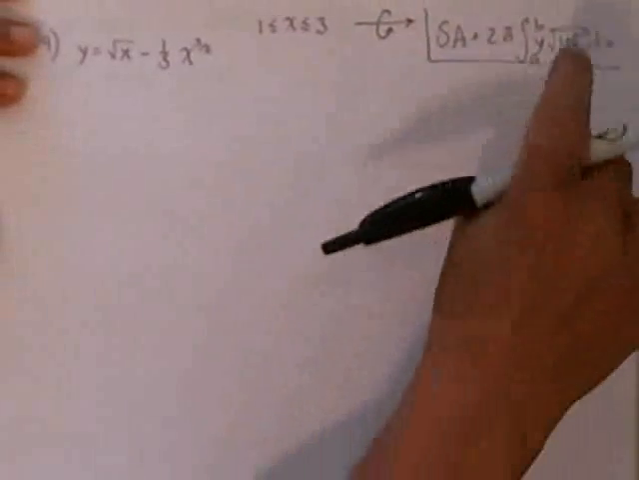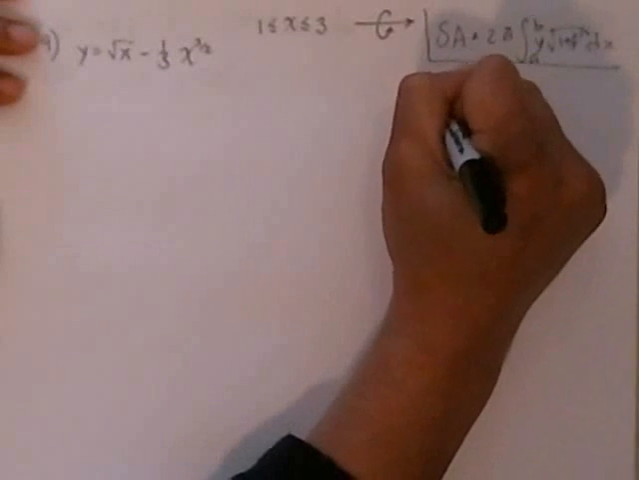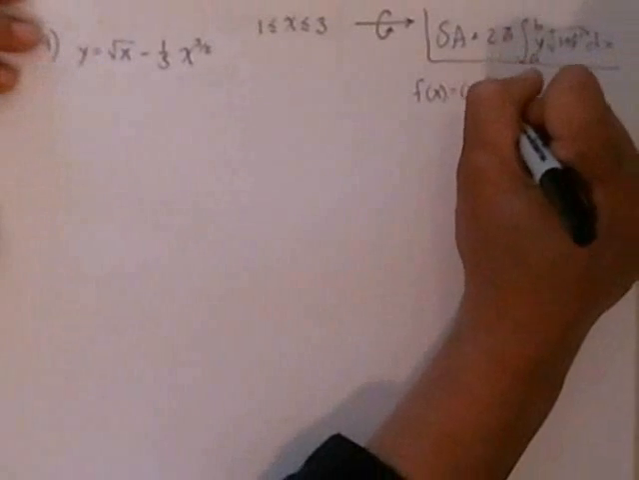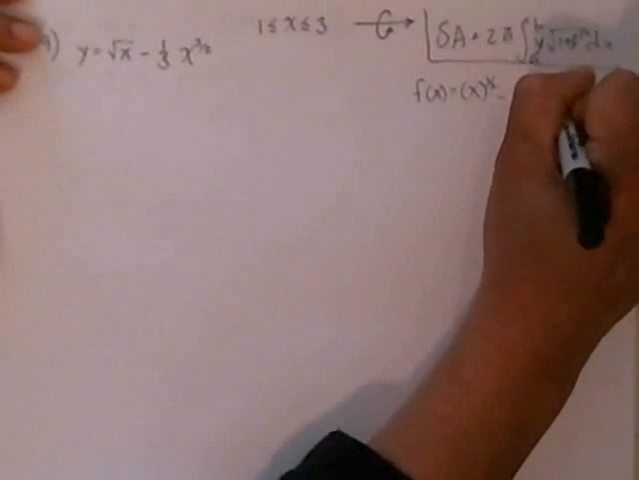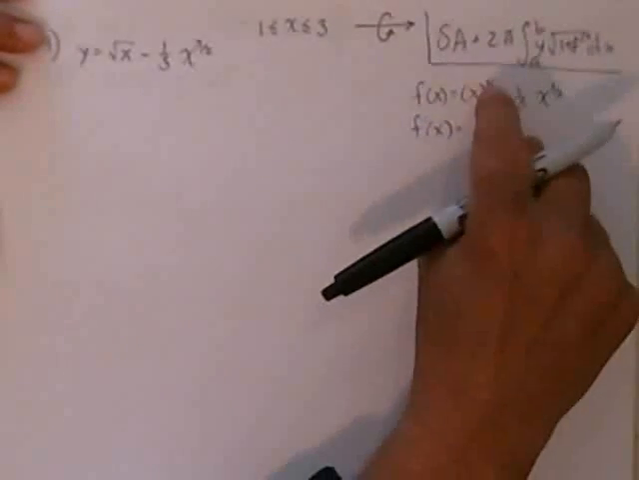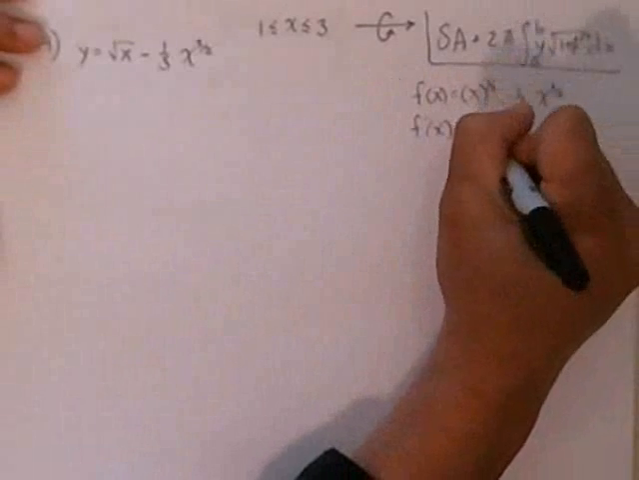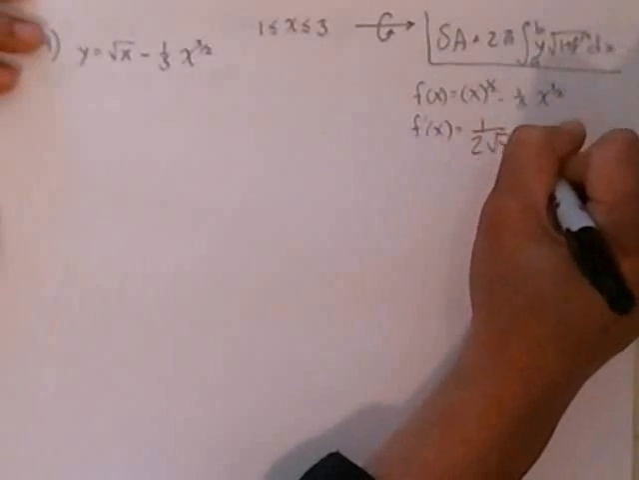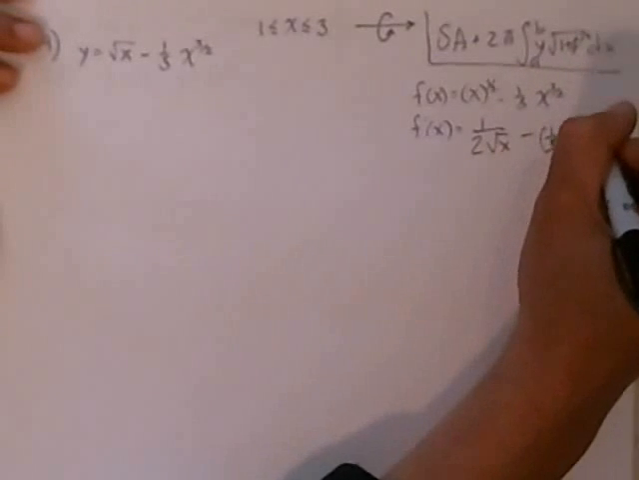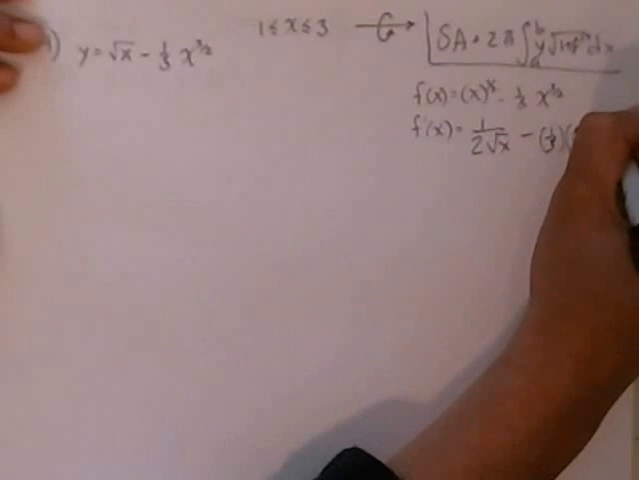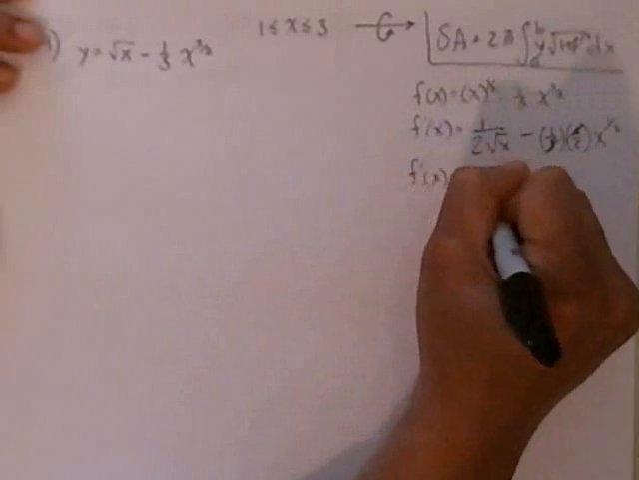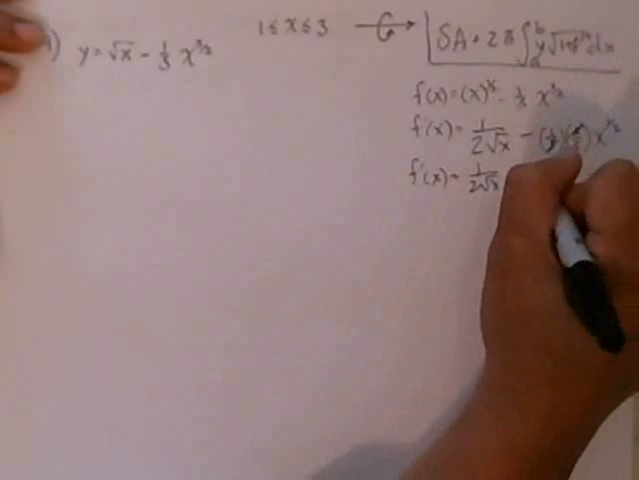We need to figure out what f prime is first. So let's rewrite the equation. F of x is equal to x to the 1/2, changing it from radical form to exponential form, minus 1/3 x to the 3/2. F prime of x, using the power rule, bring it on down, subtract 1, so it becomes 1 over 2 square root of x minus 1/3 times 3/2, bring it down, and then minus 1, x to the 3/2 minus 2/2 is 1/2. Cancel that. So f prime of x is equal to 1 over 2 root x minus 1/2 x to the 1/2.